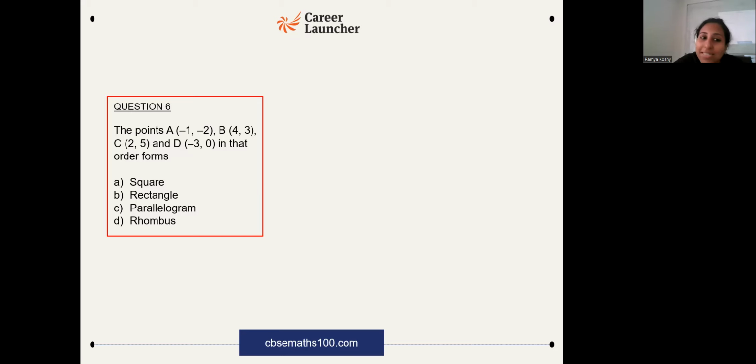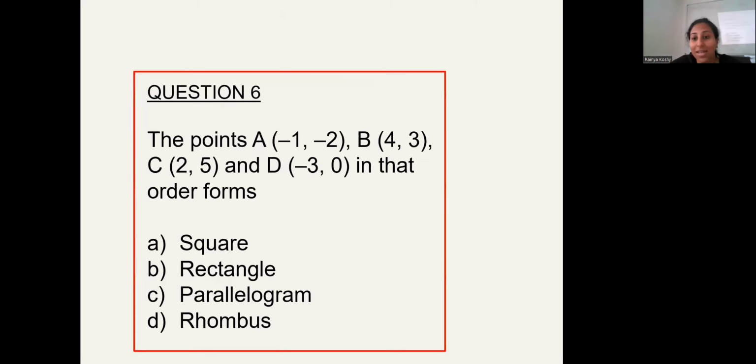Since it's a 1 mark question, what would be one very easy way to answer this question? If it's an MCQ, look at this, read this question please. What would be the easy way to do this question, considering it's an MCQ? Okay, nobody's answering that.